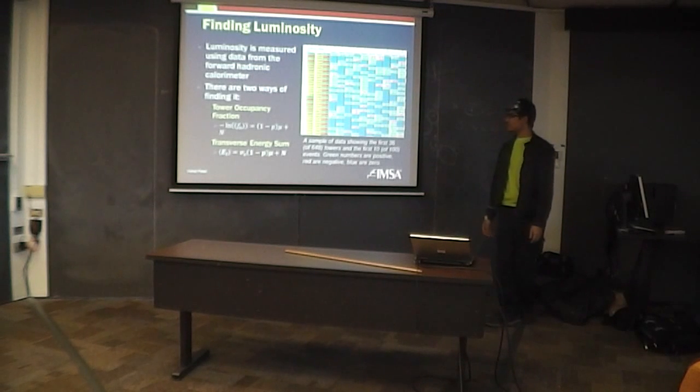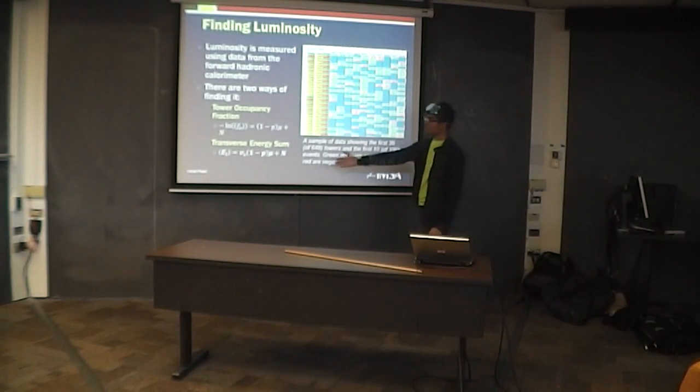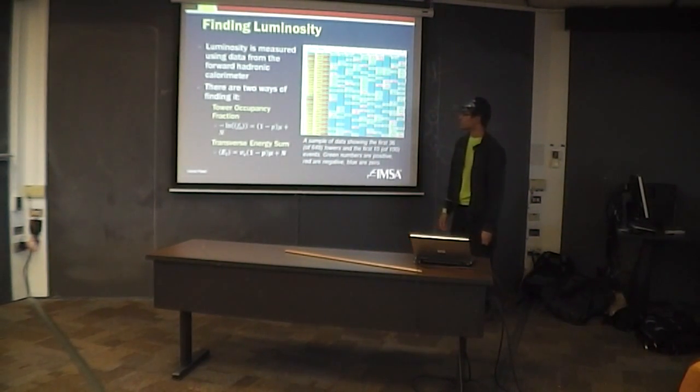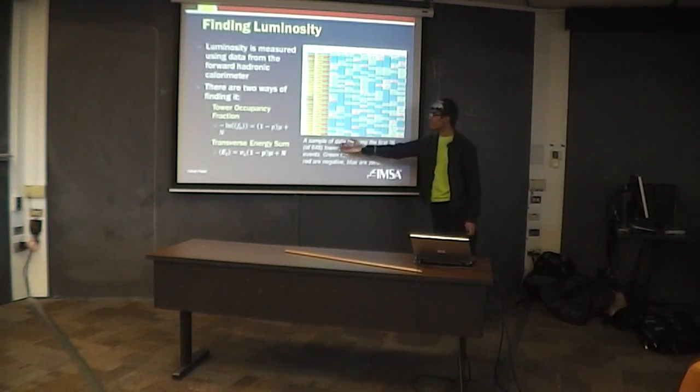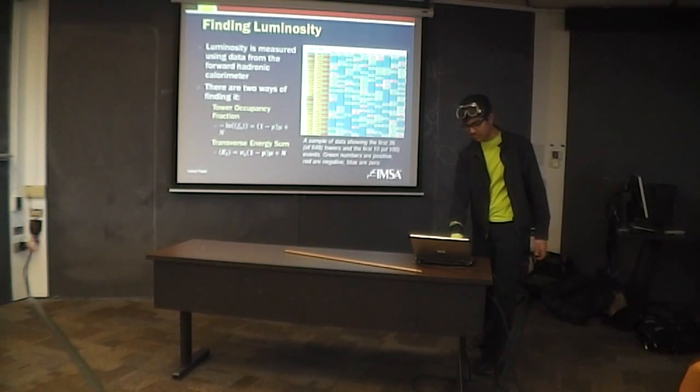My name is Vishal Patel, and I'm the expert in luminosity. I got data directly from the raw data, and I used these two equations to find luminosity 2 different ways. The first way I did it was tower occupancy fraction, where basically I take the towers that are 0 and the towers that are not 0, and use the fraction that is not 0 in the equation to find it. And then the other way is transverse energy sum, where I use the energies and the x, y, z coordinates to find the angles, and then take the sum of the transverse energy and use that.